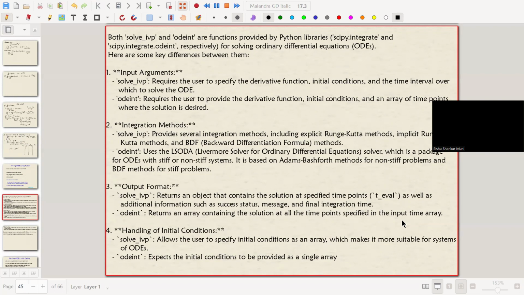Same for odeint, the initial condition is to be provided as a single array. You saw we gave a single array. In our case, what was the size of the array? No, the initial condition was just one, just a 1 by 1 vector. But in a lot of other systems, it will be an array. So as you can see, solve_ivp is also the same. Initial conditions is an array.